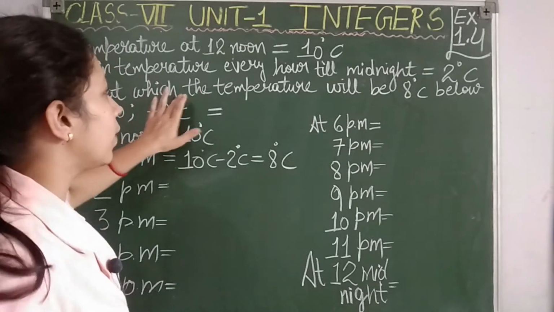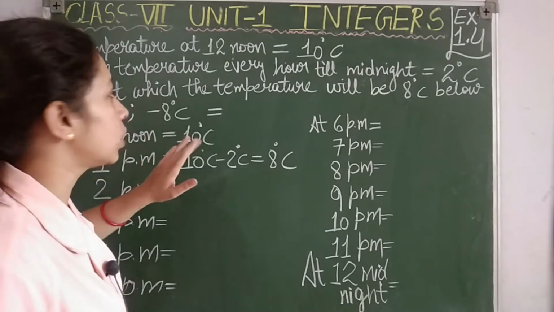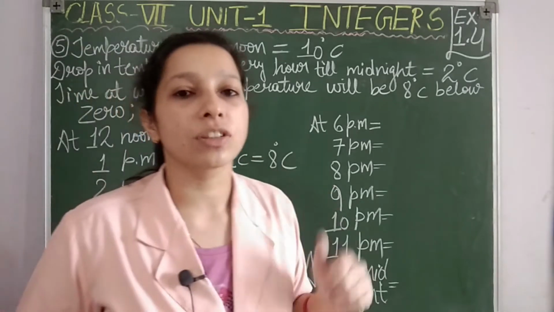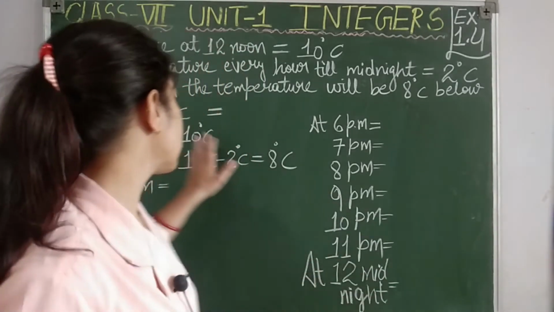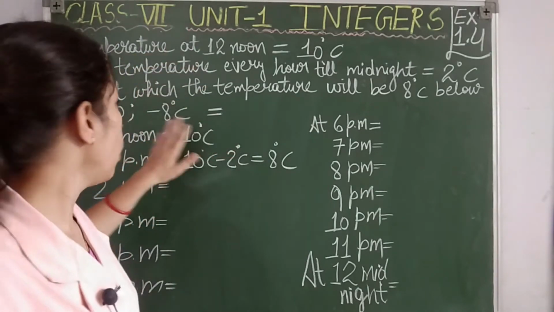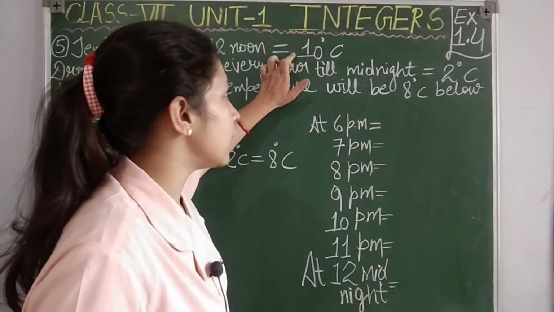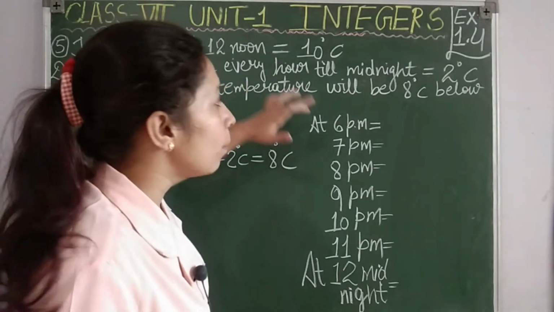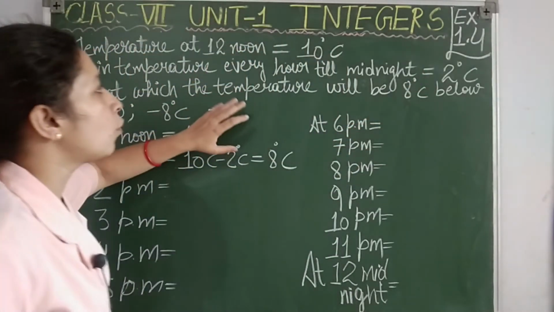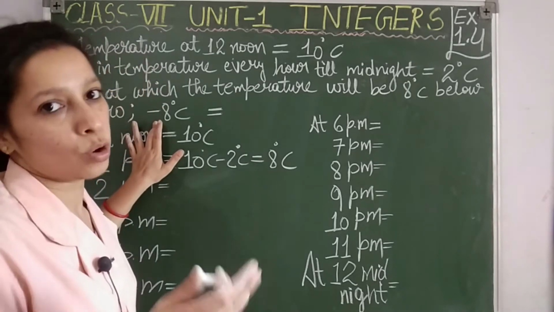Then the time at which the temperature will be 8 degrees Celsius below 0. The first part of the question is to find when the temperature will be 8 degrees Celsius below 0. What do you mean by 8 degrees Celsius below 0, students? How are you going to show it? Using a sign, it will be denoted as negative 8 degrees Celsius, because it is below 0. So minus 8 degrees Celsius. The temperature is 10 degrees Celsius at 12 noon and it decreases by 2 degrees Celsius until midnight. Now you have to find when this 10 degrees Celsius will become minus 8 degrees Celsius. At what time? You have to give the time.